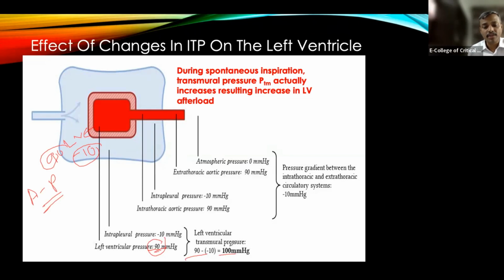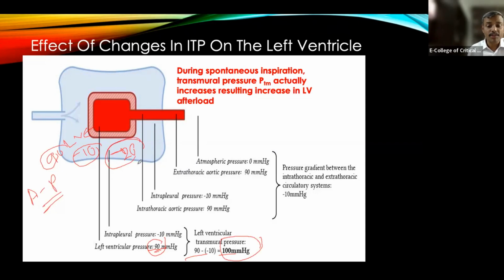What we actually think is that spontaneous breathing is good for the heart, but I am telling you that spontaneous breathing increases the transmural pressure to 100. Actually 90 was good, but it is increasing by 10. So more and more negative pressure is created. Imagine the patient is tachypneic now and is creating more negative pressure. Instead of minus 10, at minus 20, 90 minus of minus 20 becomes 110.